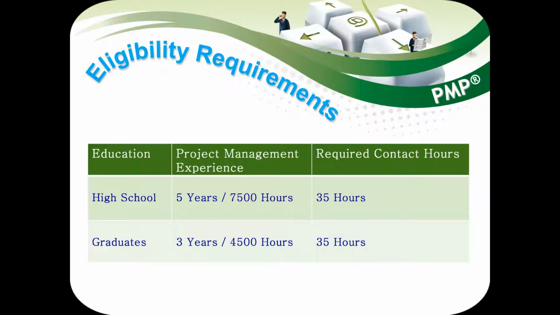So the eligibility requirements are: if you're a high school graduate, you need 5 years of experience, that is 7,500 hours. For graduates, 3 years, that is 4,500 hours of experience, is needed. Most of you would be qualified for this course if you started your career 5 years ago or earlier. Please don't mistake this for project management experience. You are eligible for this examination if you have worked in a project environment, not as a project manager, but on at least one of the processes of project management.